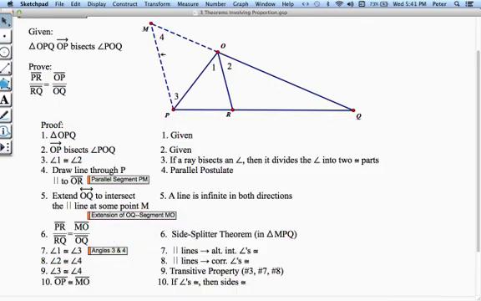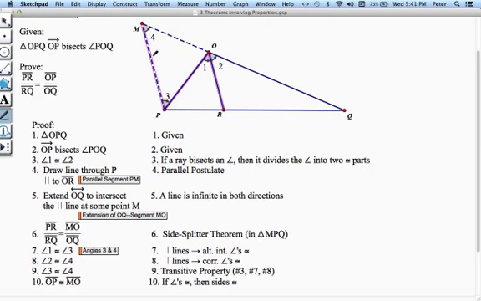Since these lines are parallel, MP and OR, OP is a transversal. So therefore, by alternate interior angles, angle 1 is congruent to angle 3. But we also know that angle 2 is congruent to angle 4 because those angles are corresponding angles. We know that angle 3 then must be congruent to angle 4 because of the transitive property from steps 3, 7, and 8. So, therefore, OP must be congruent to OM because if angles are congruent, then sides are congruent.